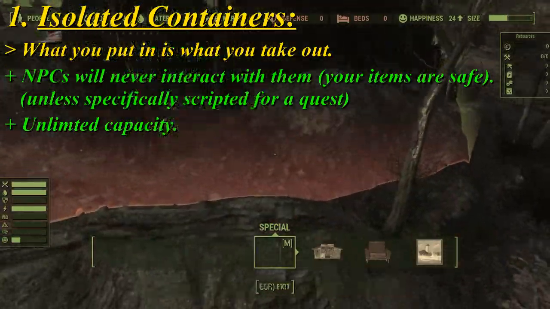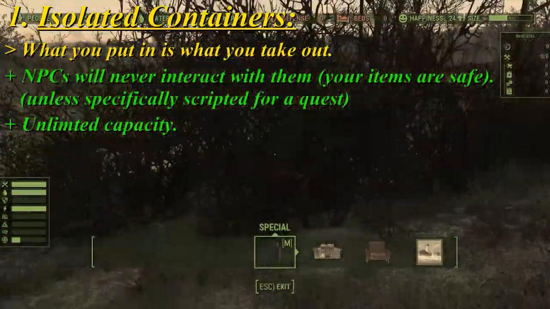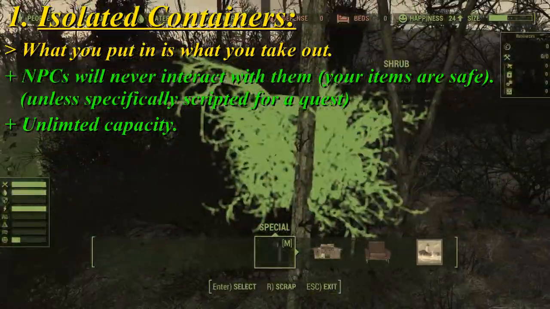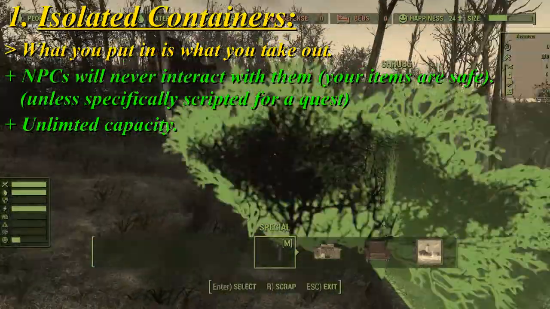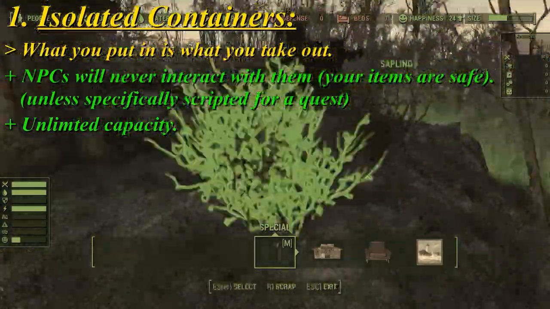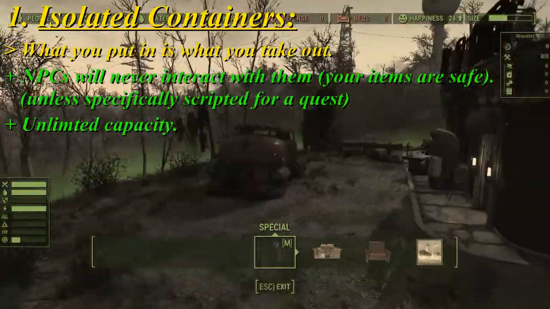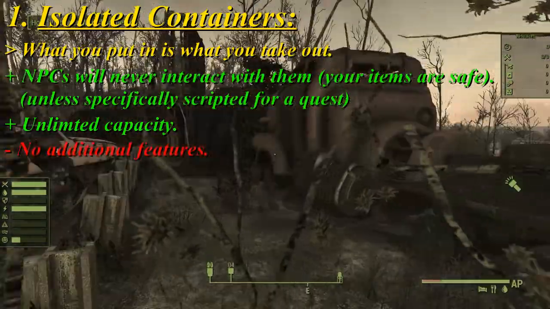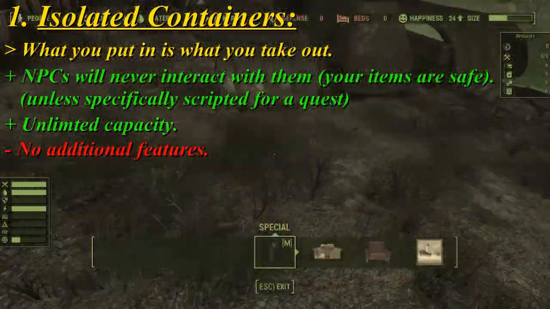As I mentioned, they are safe from thieves and settlers alike, so friends and foes will not touch isolated containers, making them perfectly safe to store your valuables. The downside of these containers is that they have no additional features. They are very vanilla, plain and simple.